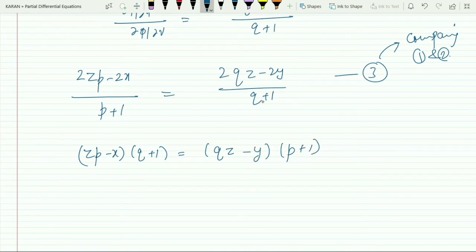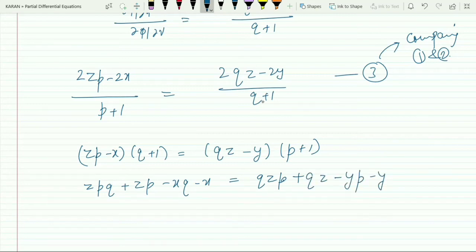Fine with this? Now, if you want to simplify more terms, you can just multiply it out. So zpq + zp − xq − x. This thing is equal to qzp, correct? So plus qz − yp − y. Fine with this? So pq and z will get cancelled out, right? And this is my zp, right? So just club these terms now.